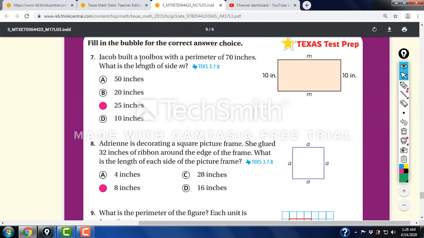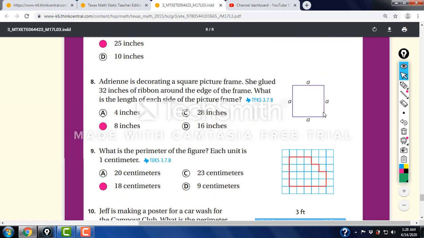So number 7, here's the toolbox. They give you the perimeter and you're finding the unknown. So you add these 2, that's 20. If this is 20, you subtract it from 70, that's 50, and you divide it by 2, and that's 25. For the square here, you glue 30 inches of ribbon around the edge. What is the length of each side? Here you have to know that if my total here is 32, and I have 4 sides, I divide 32 by 4, and that gives you 8.